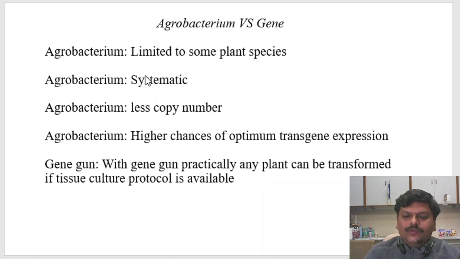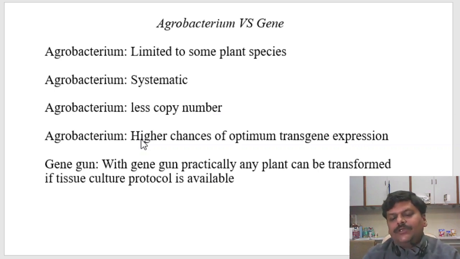So as I said, these are the two most popular methods of gene transformation in plants, agrobacterium as well as gene gun, direct gene transfer. They both have their advantages as well as disadvantages. The advantage of the agrobacterium method is it's more systemic. It shows less copy number in the transgenic, which is actually a desired trait. And when there is a less copy number, then we can assume that there will be higher chances of transgene expression, and the resultant plant will show better or desired effects by expression of the genes which are transformed.